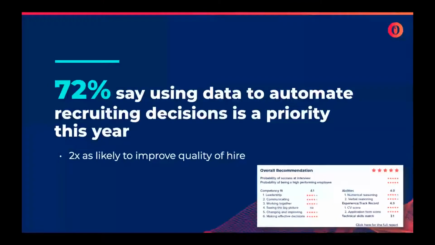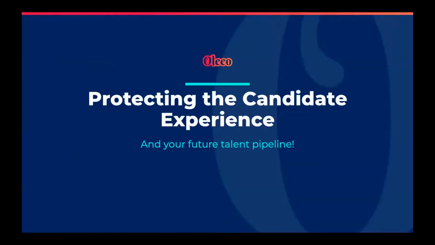So I will say, there is good news, because I'm not just going to give you some sort of bad news. The good news is that 72% of enterprise companies say that using data to automate recruiting decisions is a priority in 2020. So that is really good. And it matters because Aptitude Research found that companies that use data to automate decision-making are twice as likely to improve the quality of hire. So again, bad news, but there is that light at the end of the tunnel. There's a lot of room for improvement there.